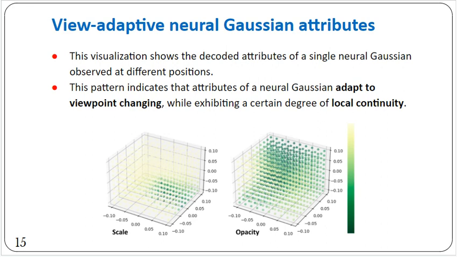And for this figure, it shows the decoded attributes of a single neural Gaussian observed at different positions. This pattern indicates that attributes of a neural Gaussian adapt to viewpoint changing while exhibiting a certain degree of local continuity.